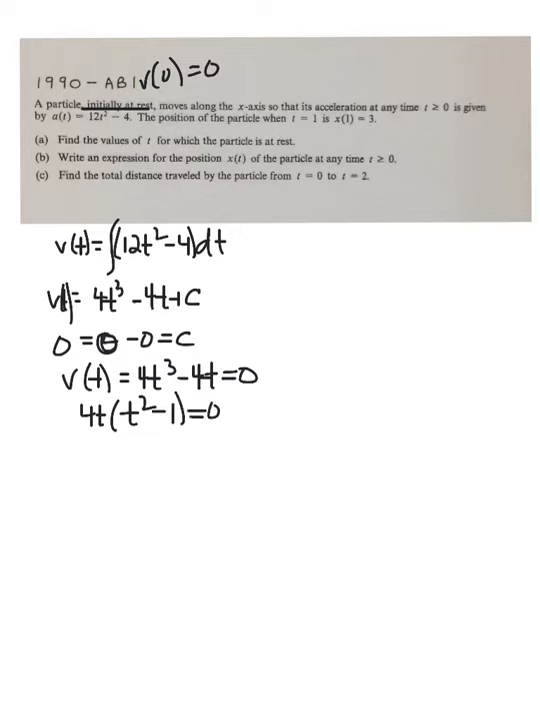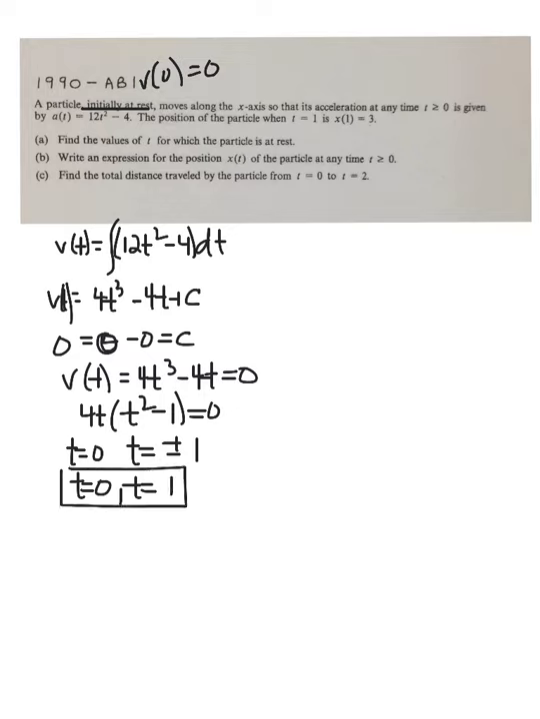So we have t equals 0 here on the right, and then t would equal plus or minus 1 over here on the left. But be careful, because time has to be greater than or equal to 0, so we can't have that negative value. Our final answer is t equals 0 and t equals 1. Those are your final answers.